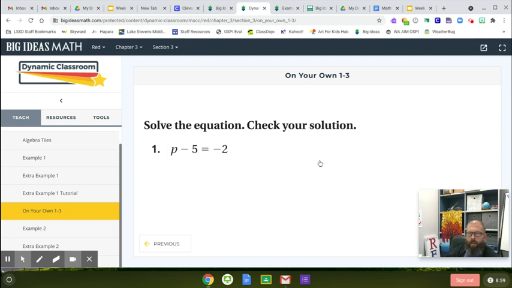Solve the equation and check your solution. I'm going to do these with you here. So p minus 5 is equal to negative 2. I'm going to add 5 to both sides, and I end up with p equals 3, because negative 2 plus 5 is 3. Here, I'm going to subtract 13.2 from both sides, because I take the opposite, and I end up with w equals 10.4 minus 13.2. That's going to be negative 2.8, maybe. Then for this one we have to add 5/6 to both sides, and when we do that, we end up with x equals 2/3.